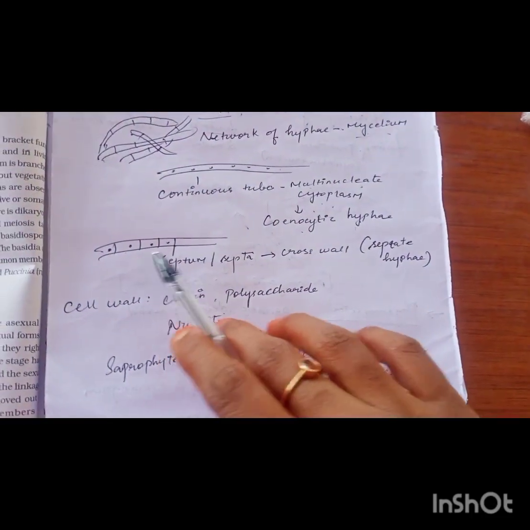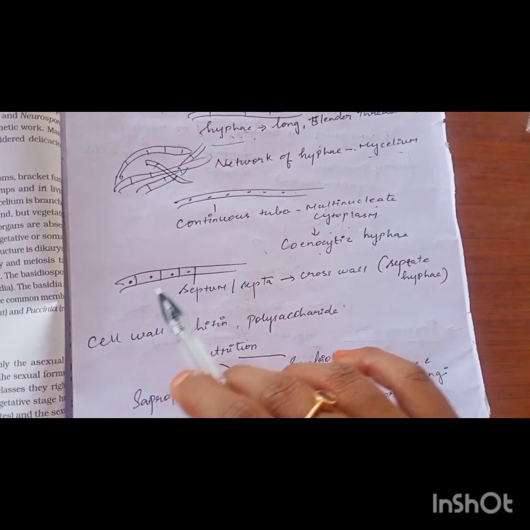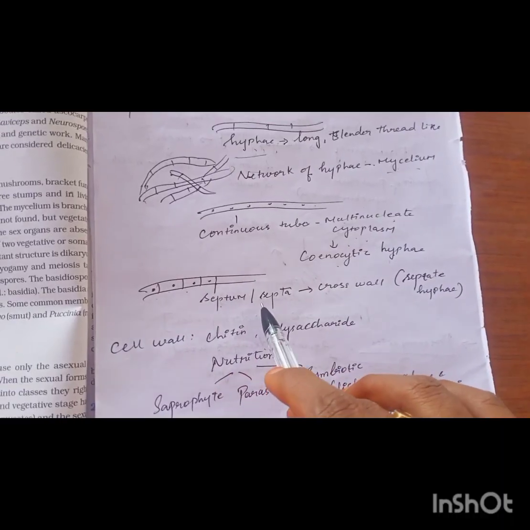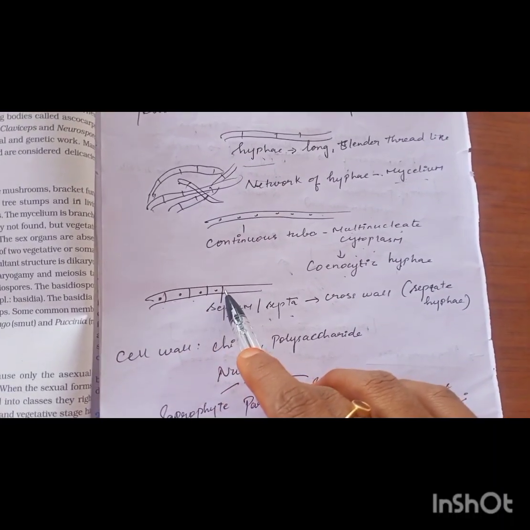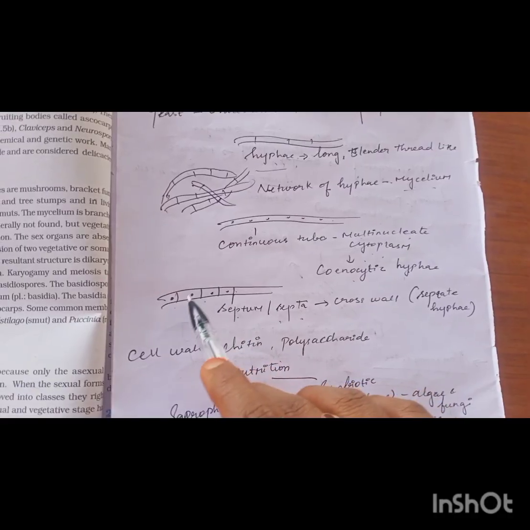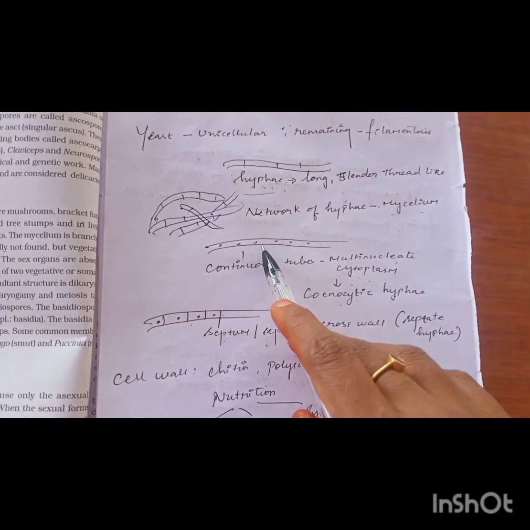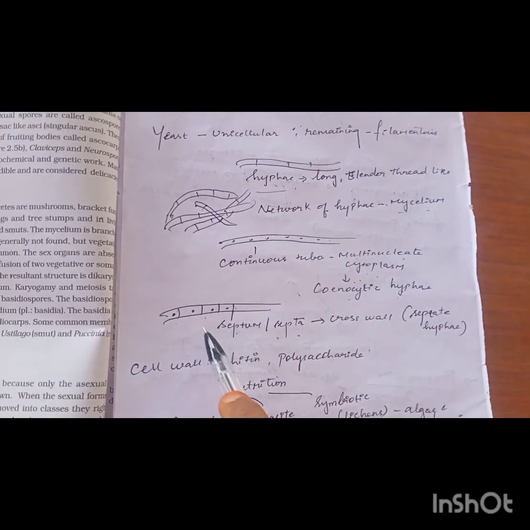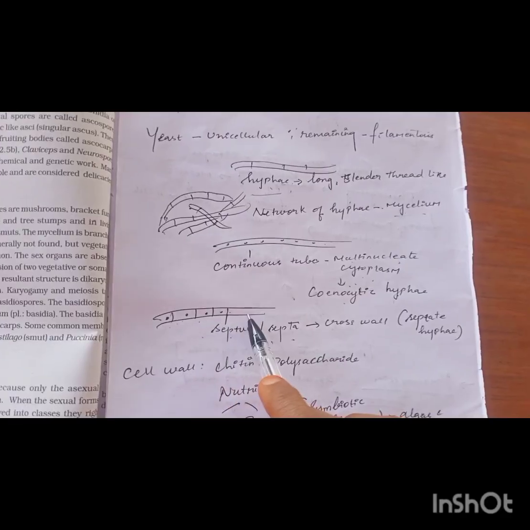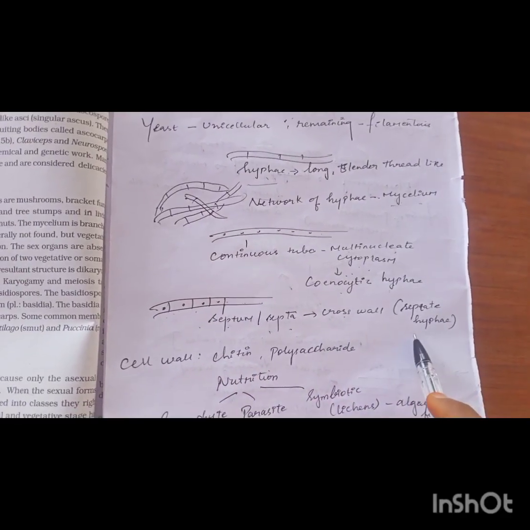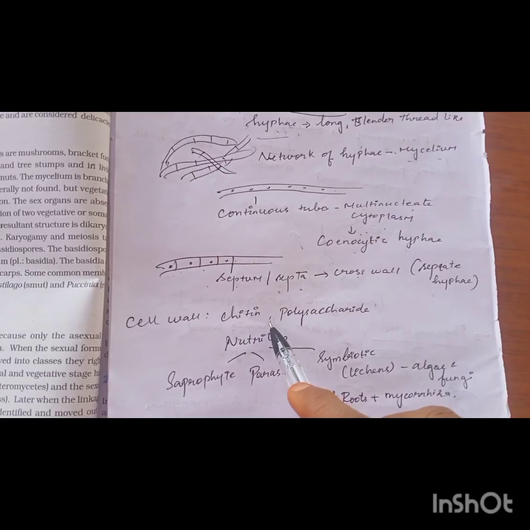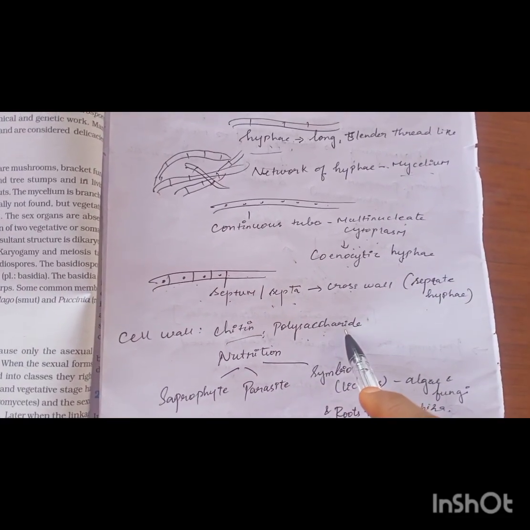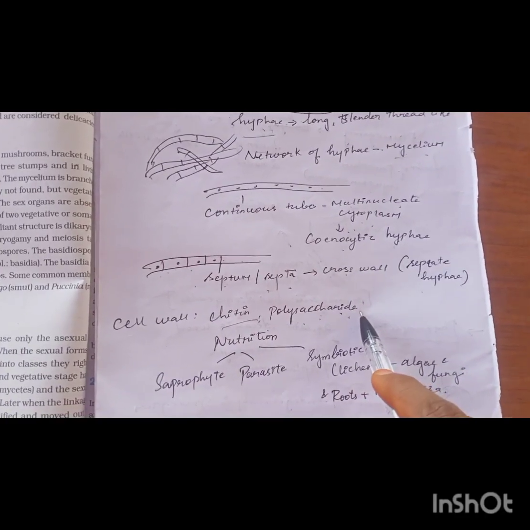In the second case, the hyphae is divided into many subdivisions by partitions, and this partition is known as septum. In plural it is known as septa, and these are the cross walls, and within each cross wall the nucleus will be present. So if the hyphae is without any septum, it is known as coenocytic hyphae, and if the hyphae is with the septum which separates the nucleus, that is known as septate hyphae. As we have already seen, the cell wall of fungi is made up of chitin, as well as a complex carbohydrate called polysaccharide.